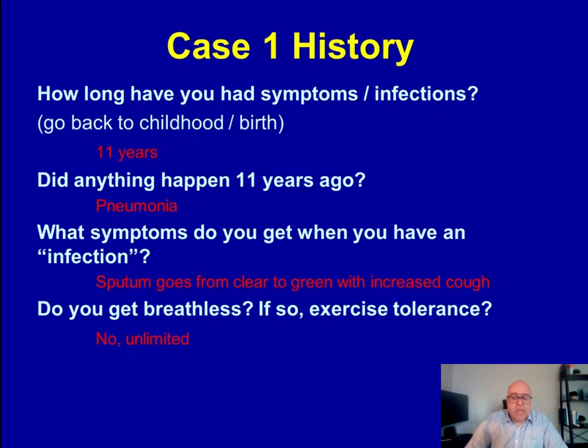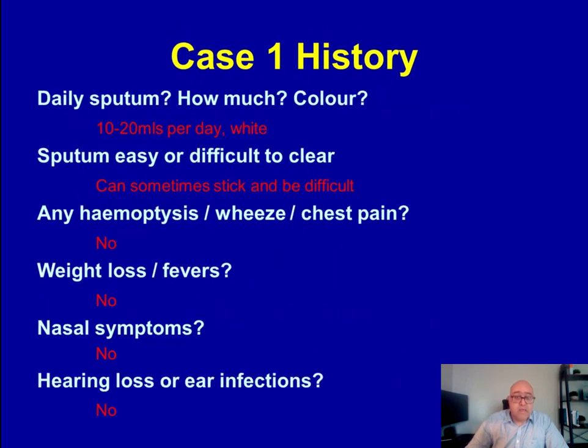The next thing we want to ask our patients is, do they get breathless? And if so, what's the exercise tolerance? Try and calculate the MRC dyspnea score. In this case, there's no suggestion of breathlessness. This patient currently has an unlimited exercise tolerance.